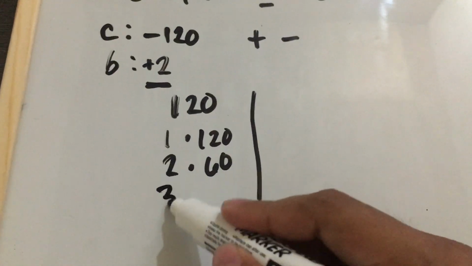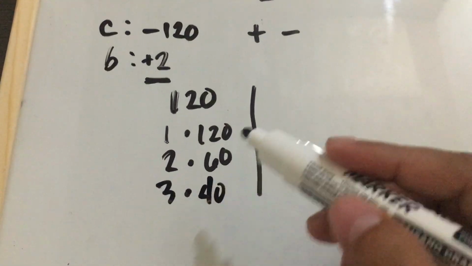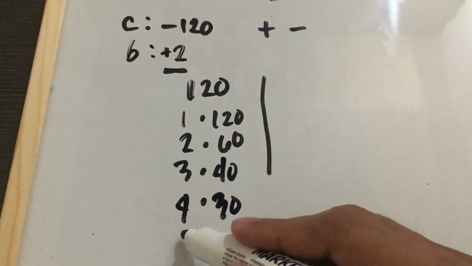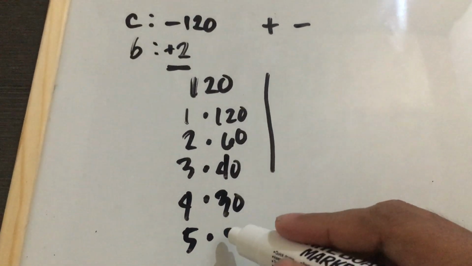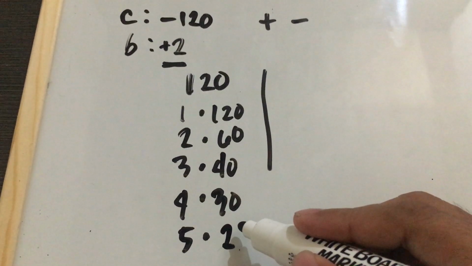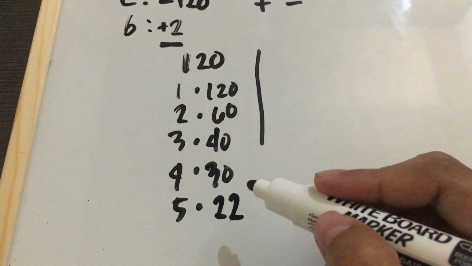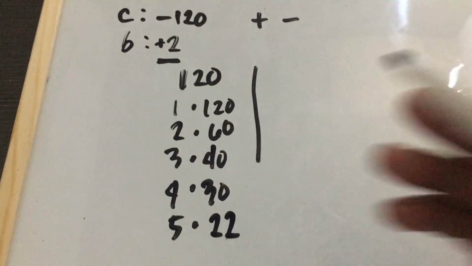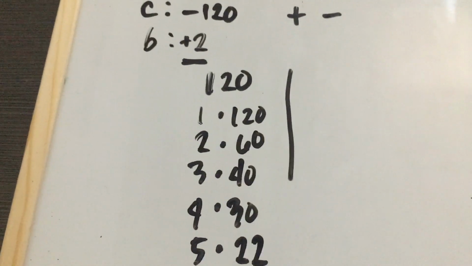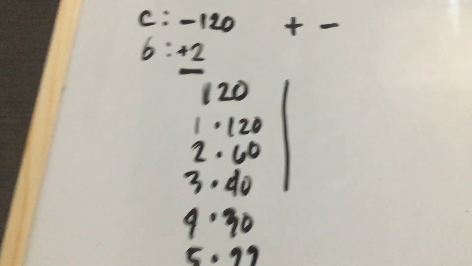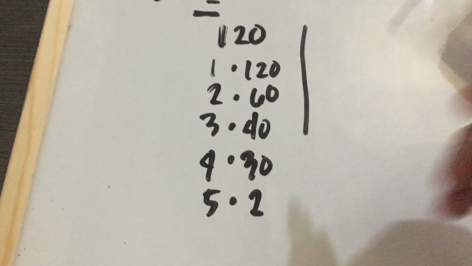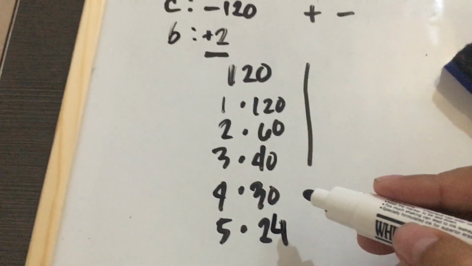So let's continue. 3 times 40 is 120. Then 4 times 30. 5 times 24. So 6 times 20 also works.